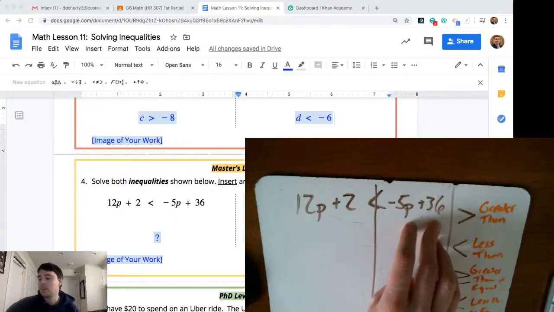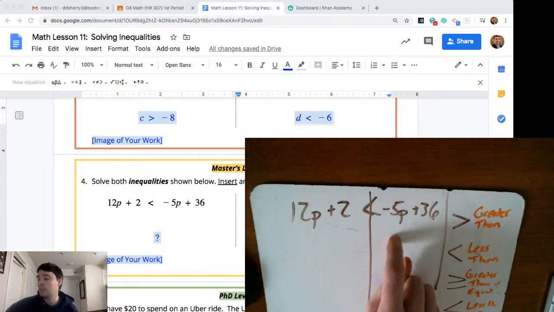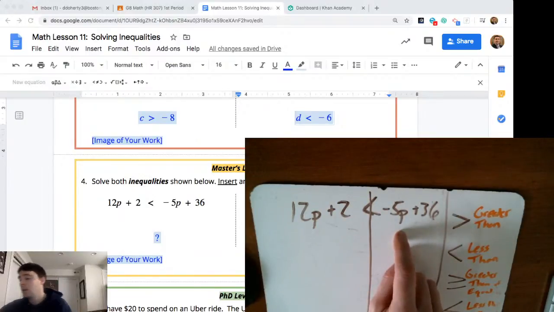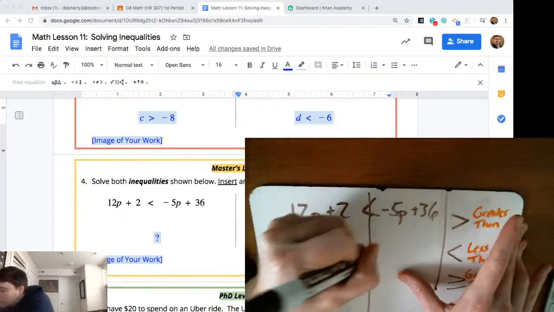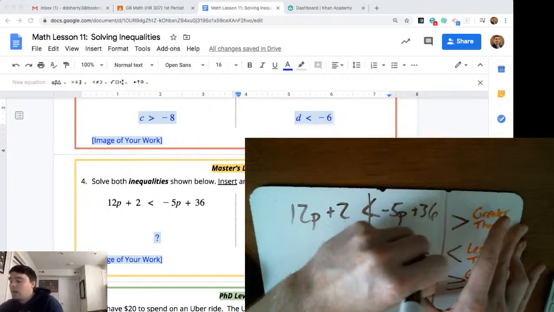Here we have 2 options. We could subtract 12p, and that would cancel out the positive 12p, or we could add 5p, and that would get rid of the negative 5p that's on the right expression. I like positive numbers, so instead of subtracting 12p, I'm going to choose to add 5p. But again, either step would have been fine.